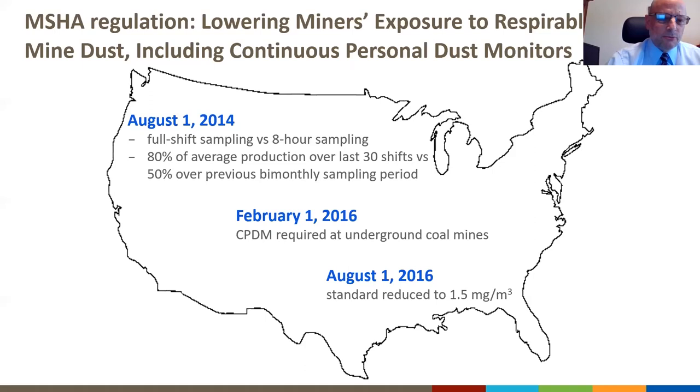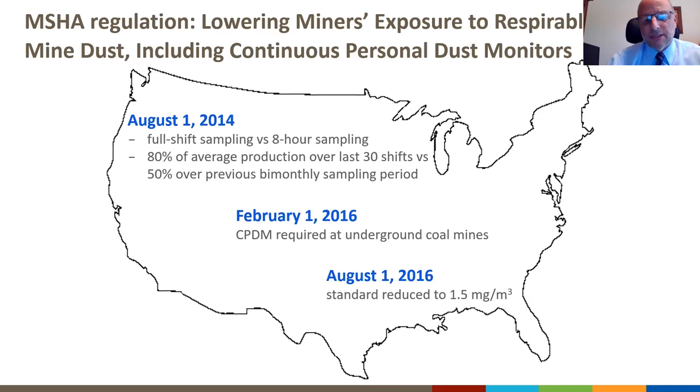Two of the big changes: it went from 8-hour sampling under the old dust rule to full shift sampling, since most mines these days are operating 9, 10, 12-hour shifts, and also changed the amount of production that had to be achieved during sampling for the sample to be considered valid. It went from 50% from the previous sampling period to 80% over the last 30 production shifts. So that's a big change.